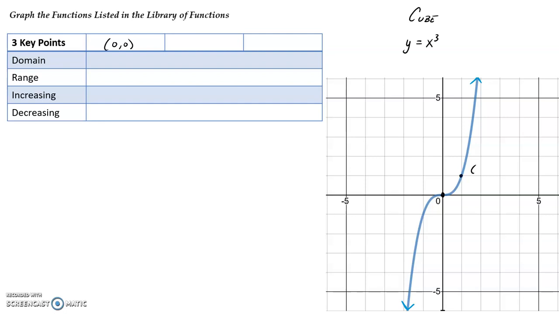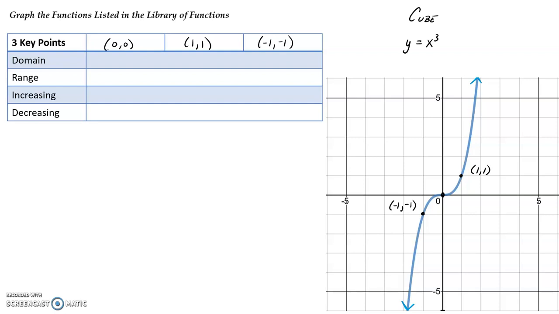We have the point 1, 1. And we also have the point negative 1, negative 1. You can also use points like 2, 8 or negative 2, negative 8 on your graph as well.